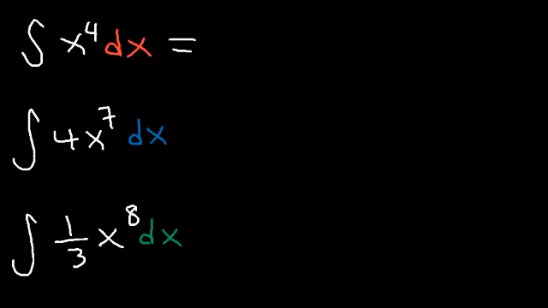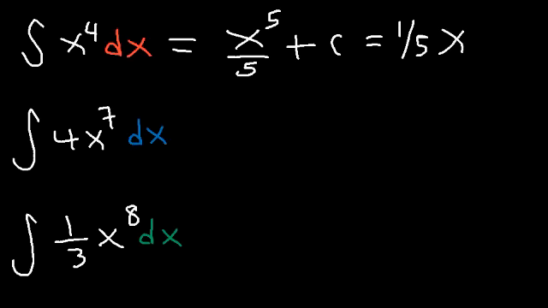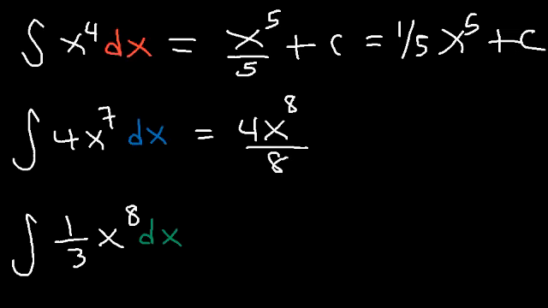So for the first one, we need to add 1 to the exponent. 4 plus 1 is 5, and divide by the number. So you can write it as 1/5 x to the 5th power plus c. Now for the next one, it's going to be 4, and then add 1 to 7, that's 8, then divide by 8. So if you see a constant in front, just rewrite it. Now 4 divided by 8 can be reduced to 1/2. So it's 1/2 x to the 8 plus c.